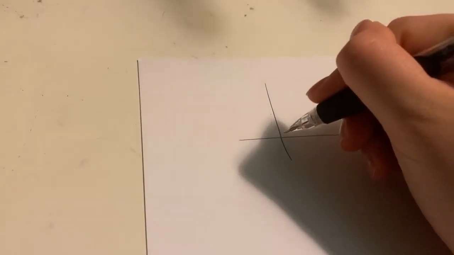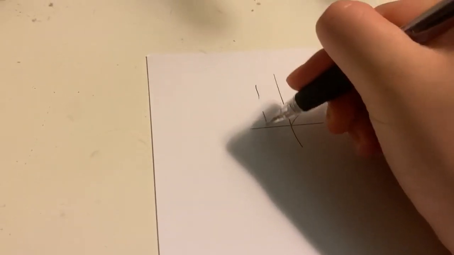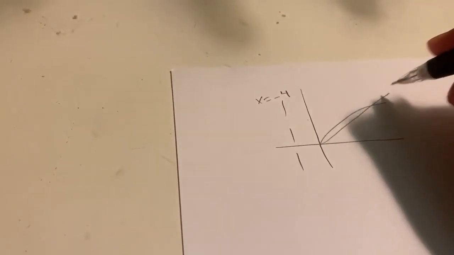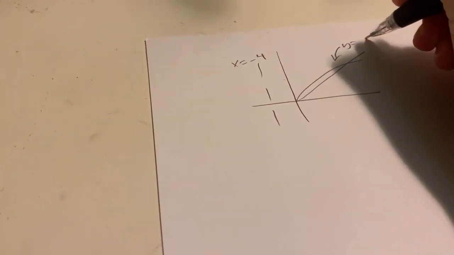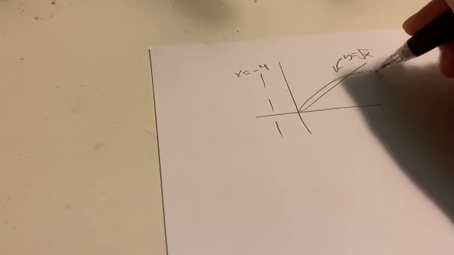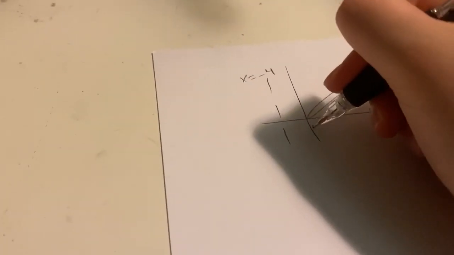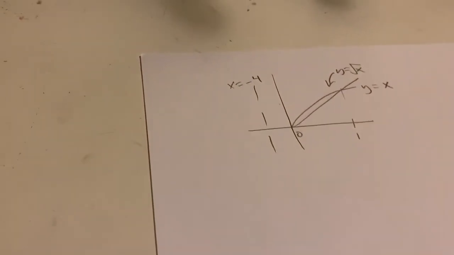Okay, so here's a problem where we're not rotating around the axis. So we're going to rotate around here. This is x equals -4. Our curves are going to be, ooh, that was bad. This is y equals square root of x, and then this is y equals x. Our intercept is going to be 1 and 0. You can figure that out on your own.